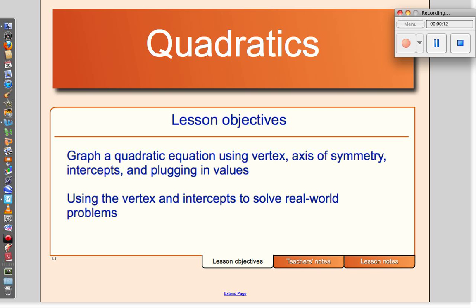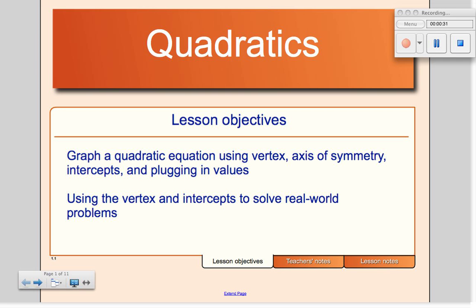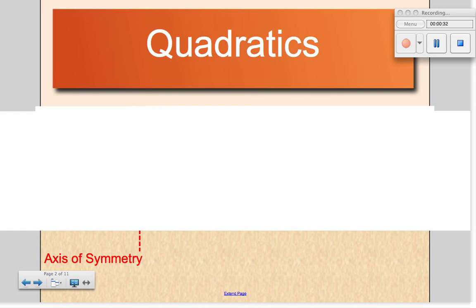Anyway, so this will be part one of quadratics. The goal for this section is that we can graph a quadratic equation using the vertex, the axis of symmetry, the intercepts, and plugging in values. And then using the vertex and the intercepts, we're going to be able to solve some fun real-world problems. All right, so let's get started.